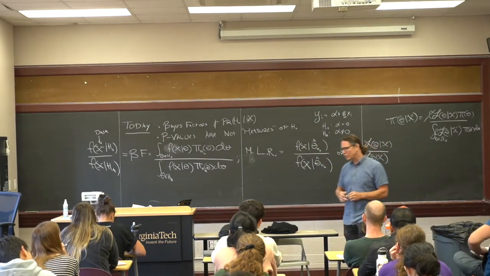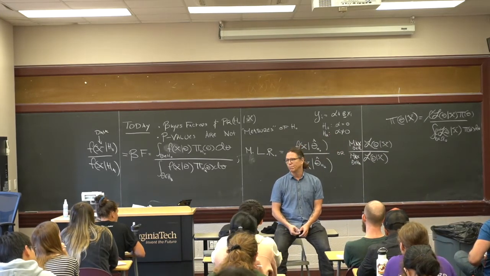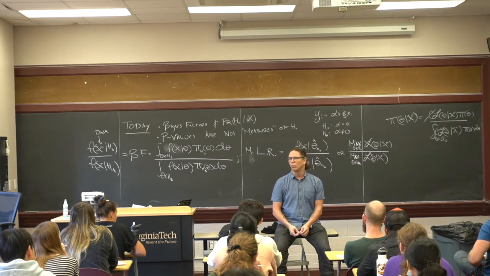So let me just ask you a quick question. Two scientists have two different p-values. One's 0.04 and one's 0.1. Who has more evidence against the null hypothesis?